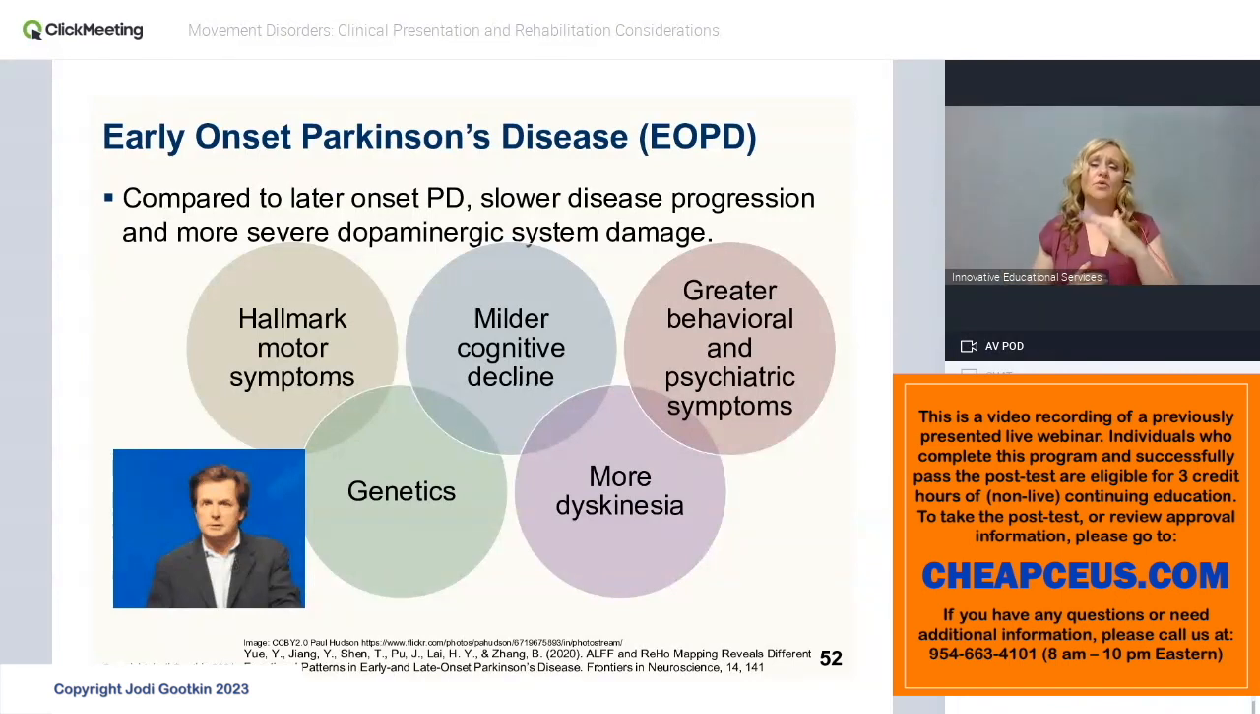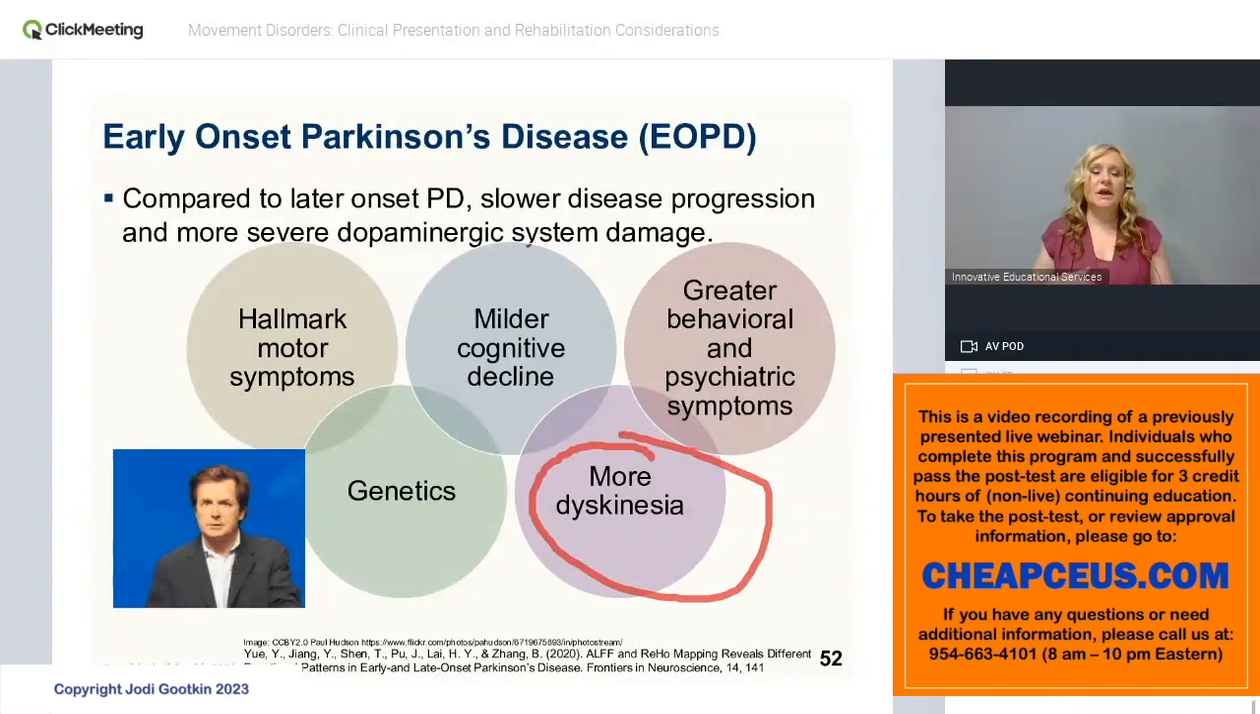Because it's happening at more of a slower rate, they're starting to see a slightly different clinical presentation for individuals. While they will present with those hallmark motor symptoms, they tend to have milder cognitive decline. So we're not going to see as much impairment in the later stages, even of that cognitive system. What you do notice earlier on is more dyskinesia. And Michael J. Fox is probably one of the most well-known individuals with early onset Parkinson's disease.